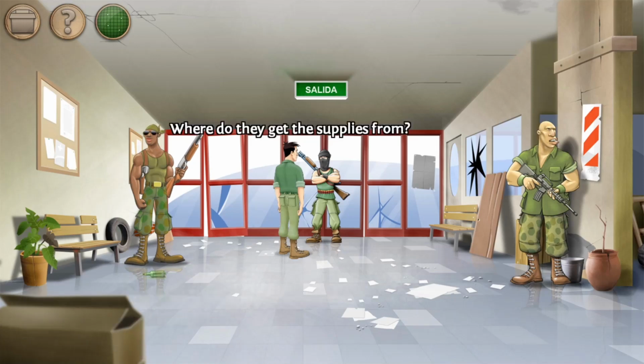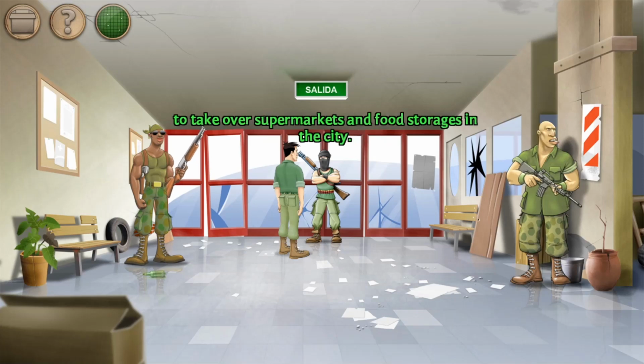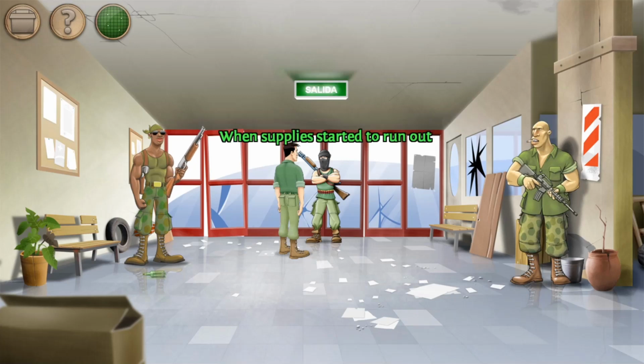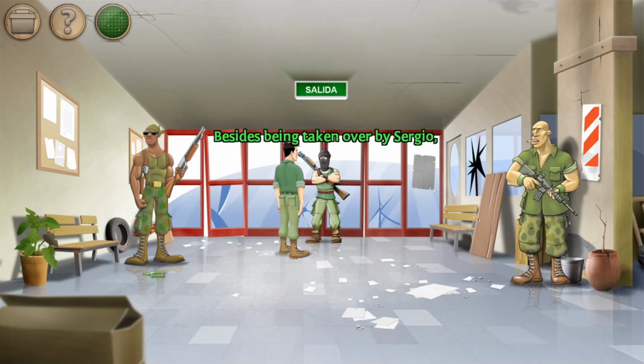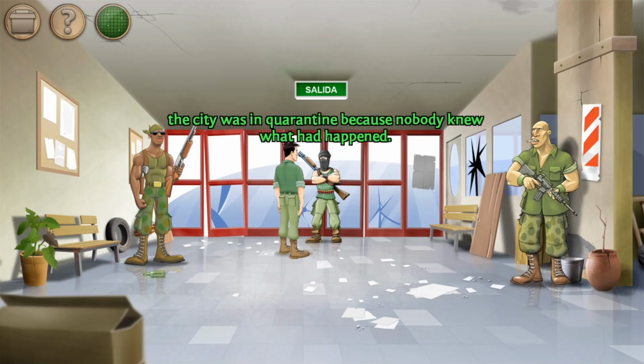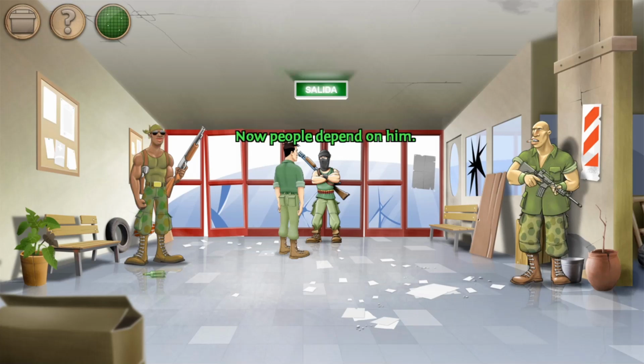Where do they get the supplies from? After the disaster, Sergio was smart and assembled a squad to take over supermarkets and food storages in the city. When supplies started to run out, he already had a smuggling net between the city and the rest of the country. Besides being taken over by Sergio, the city was in quarantine because nobody knew what had happened. When the government tried to do something, it was too late. Now people depend on him.